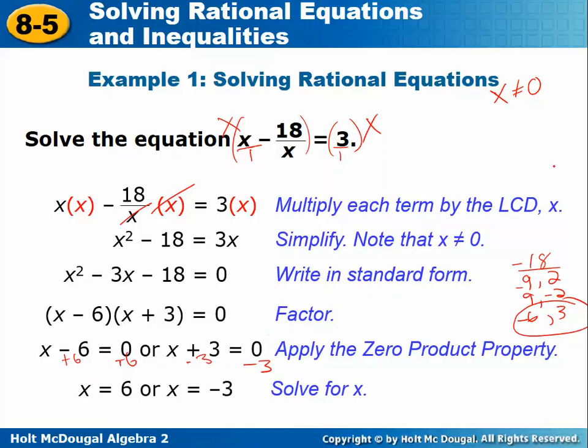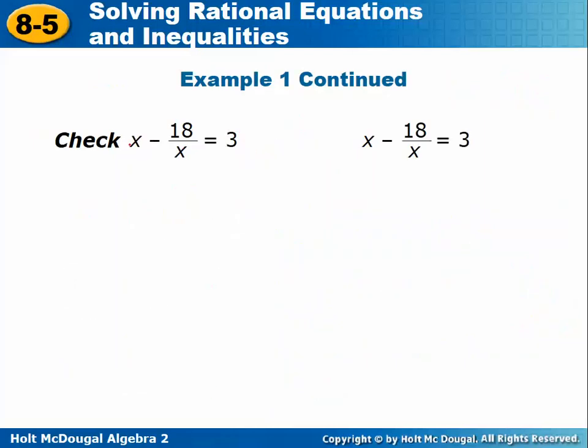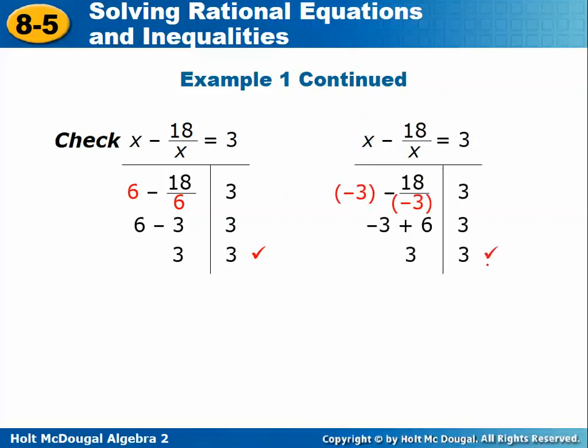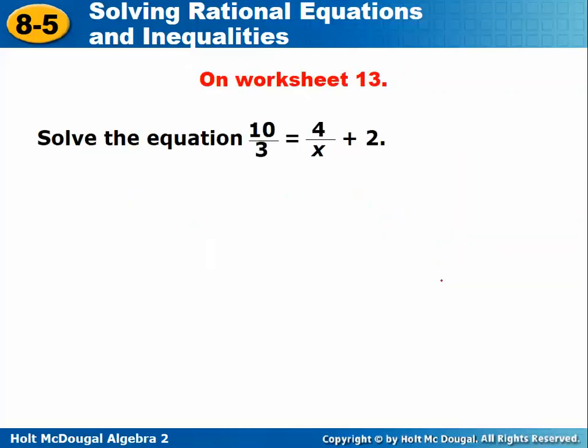And then remember that x cannot be 0. I didn't get 0 for an answer, so both of these numbers should be good. You can check them by plugging each of those values back in and making sure that you get a true statement. So when x is 6, we get 3 equals 3. That's good. When x is negative 3, I would get negative 3 plus 6. That's also equal to 3. So both of my answers work. So there's 2 answers for that problem.